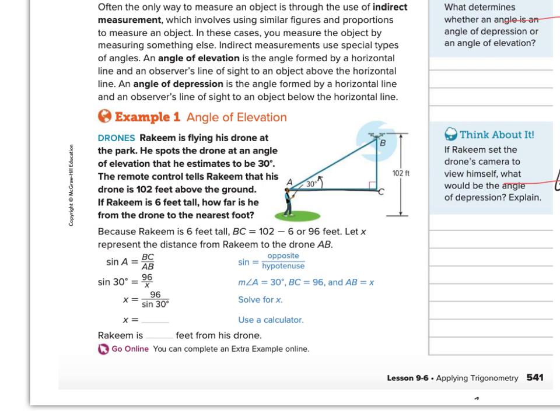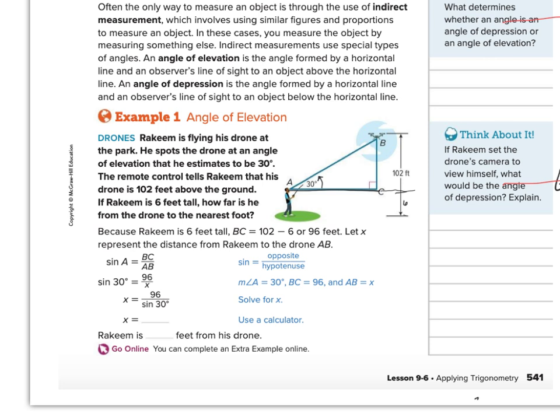So that is taken into account. We have to consider the total height from the ground up, which is 102 feet. And if Rakeem is 6 feet tall, ideally, how far is he from the drone to the nearest foot? So how far is he?